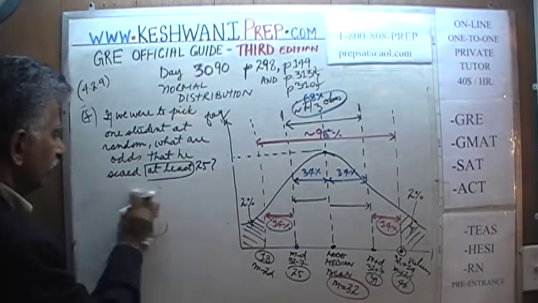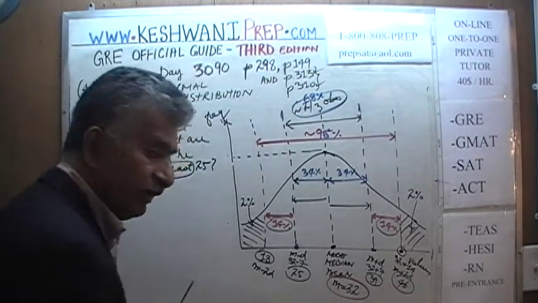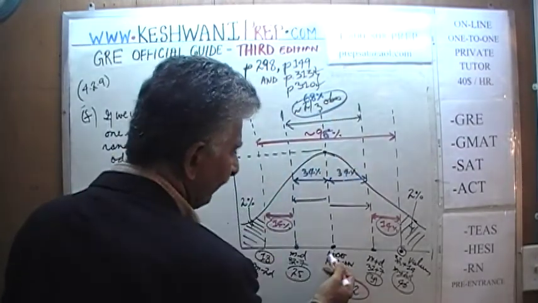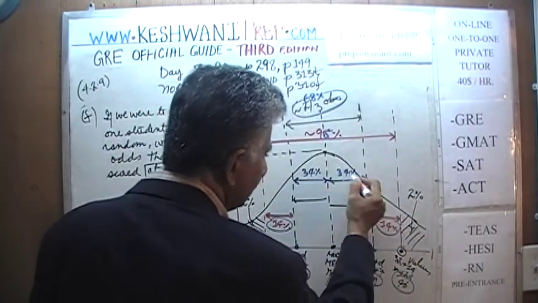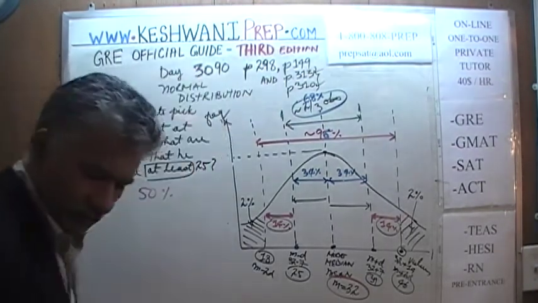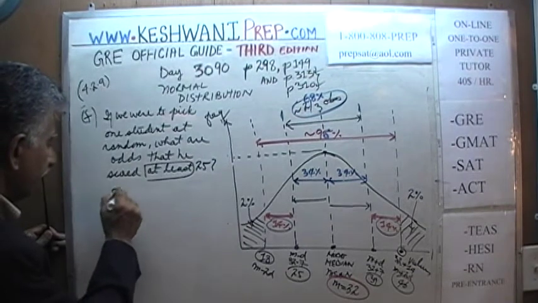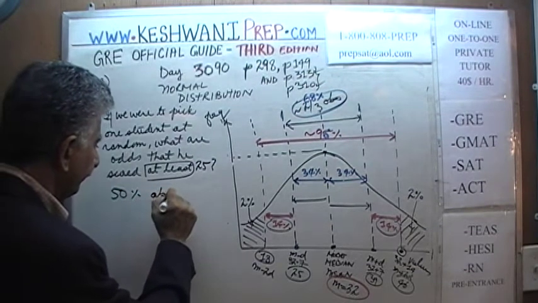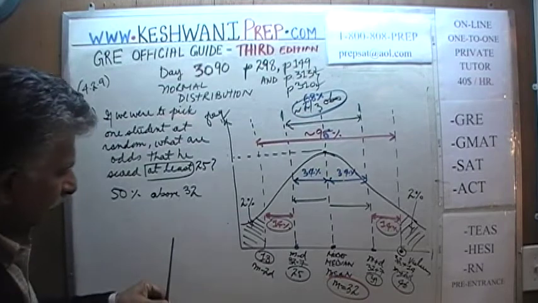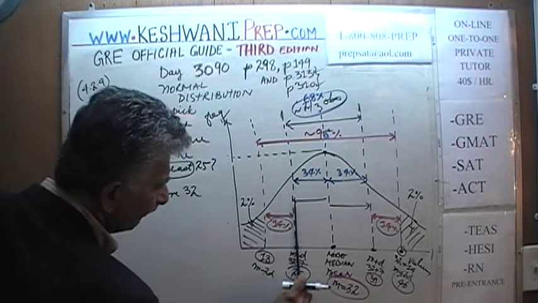Well, how can we find the answer to that question? Again, from looking at here. Look, right here. At least 25 means it can be 25 or above. Well, right here is the half of this, that's 50%. If you add up 2, 14, and 32, that's 50%. 50% of the class is going to score above 32. Other 14% right here. Follow my stick here.